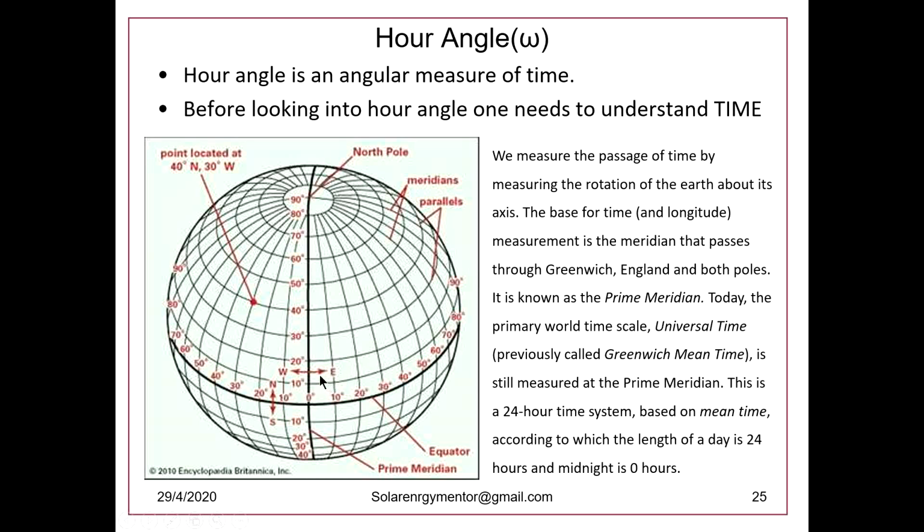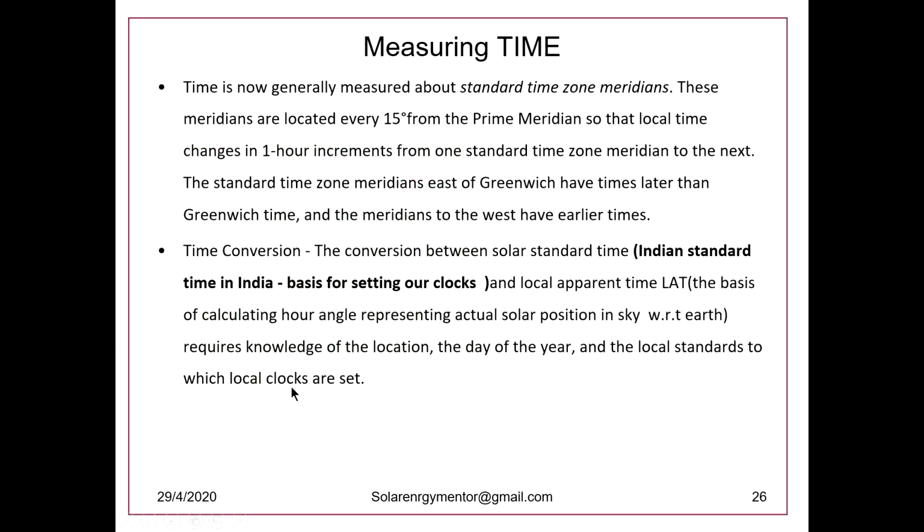The locations which are on the eastern side of Greenwich are ahead in time, and the locations which are on the western side are behind in time. Suppose at Greenwich Mean Time it is 12:30 in the afternoon. Then on the western side, maybe in the US, it may be 8:30 in the morning. So they are behind. So western locations are behind the Greenwich locations.